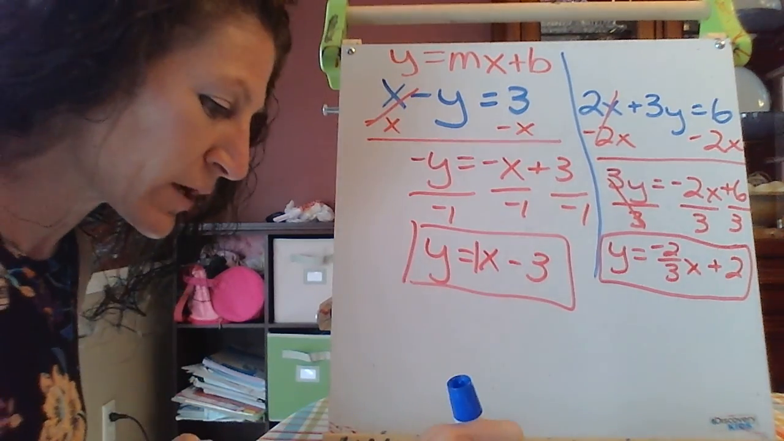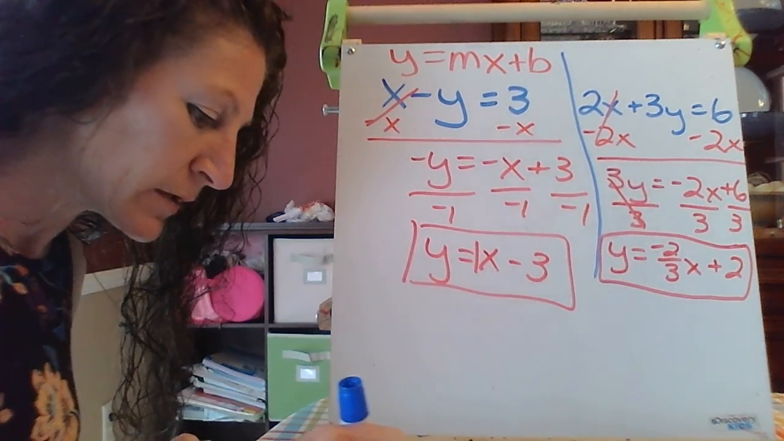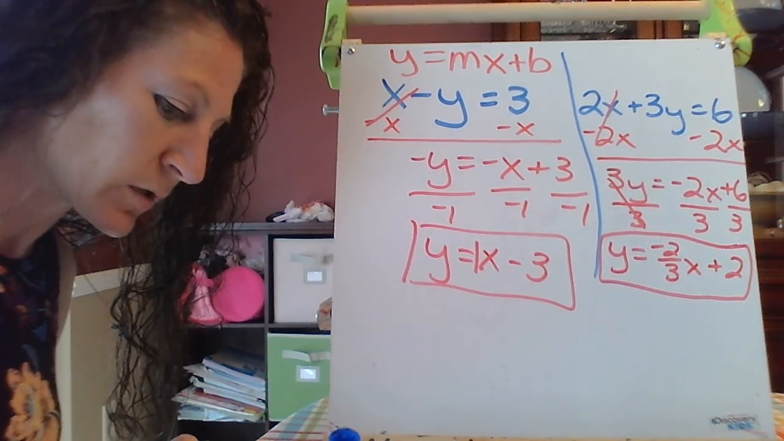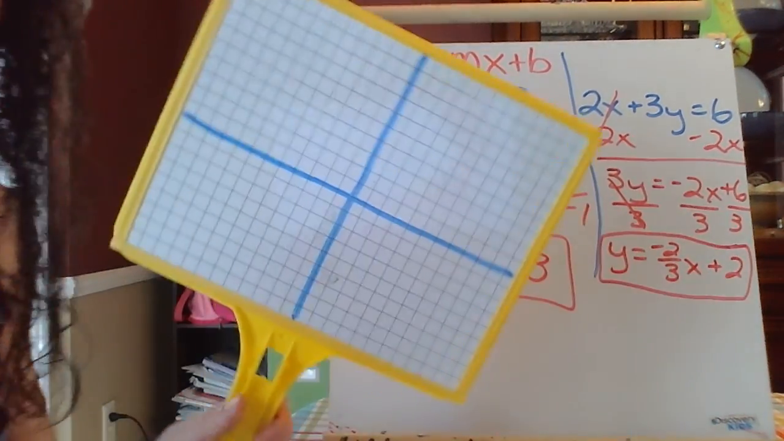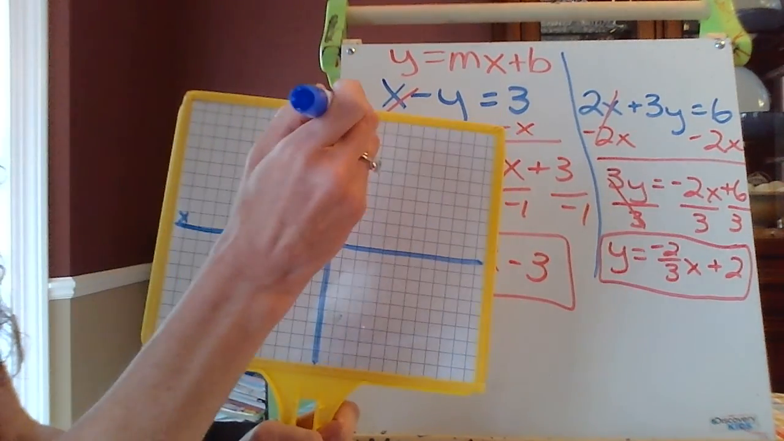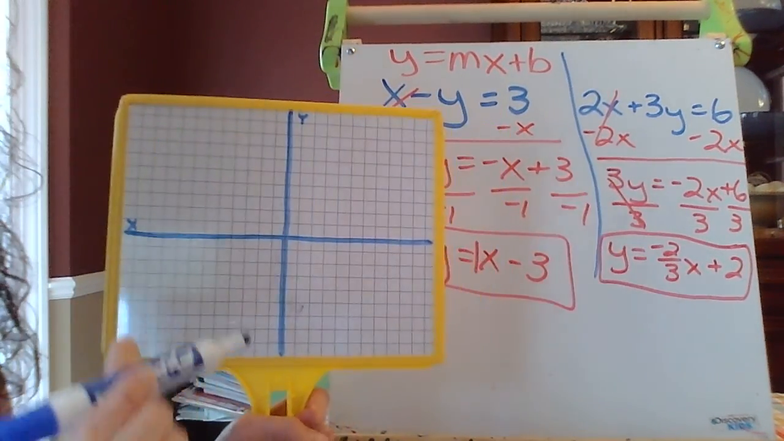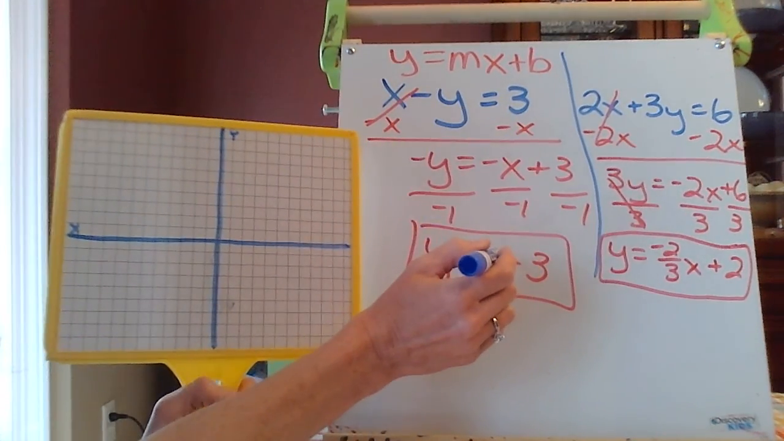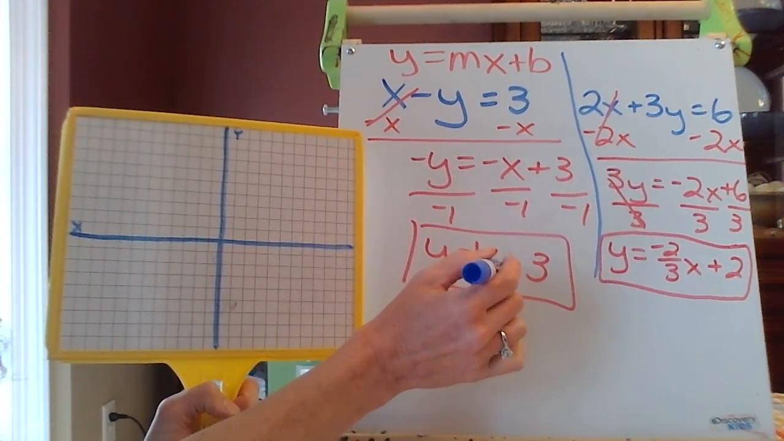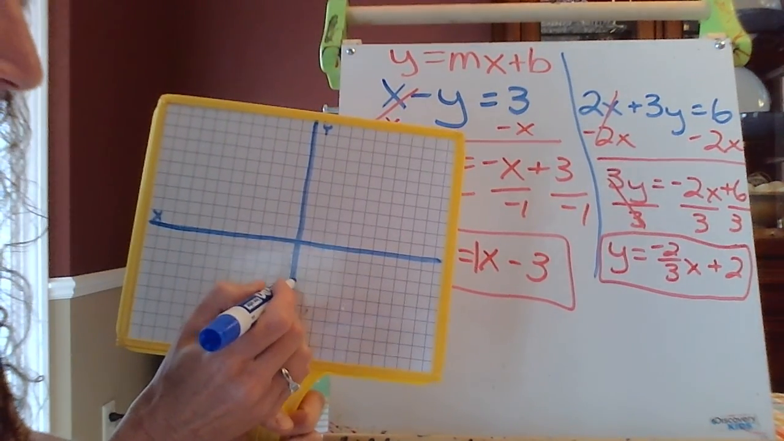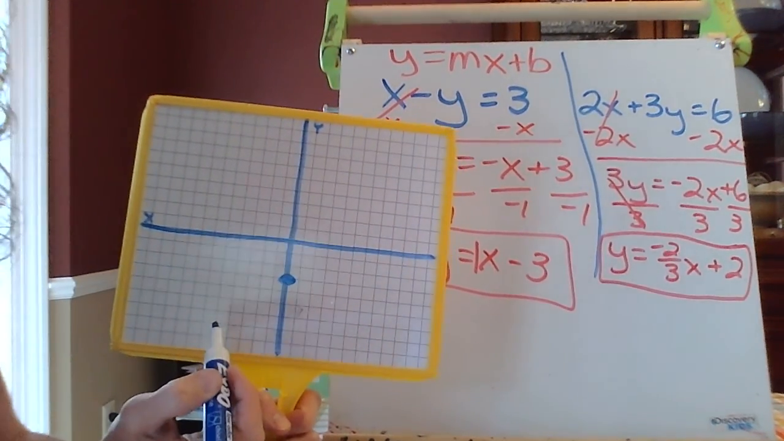Okay, so I'm going to go to my graph, and I'm going to draw this out for you so that you can see it. Okay, so here we go. Here's my graph, right? We have our x-axis here, and we have our y-axis here. When we graph, we always graph the y-intercept first. So I'm going to go to my first line. My first line starts at negative 3. So we're going to go down 1, 2, negative 3 and put a dot.